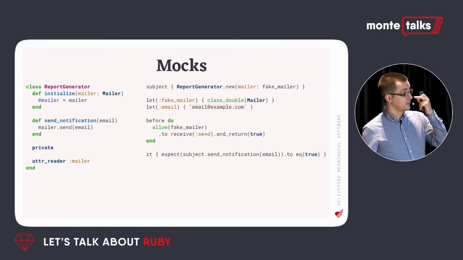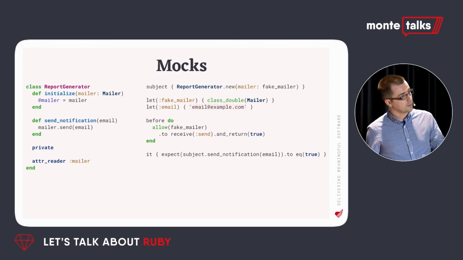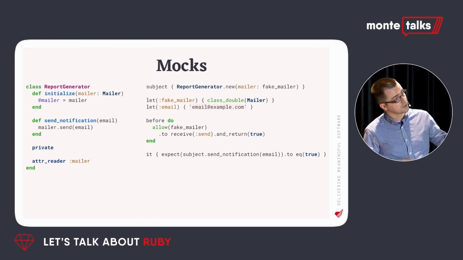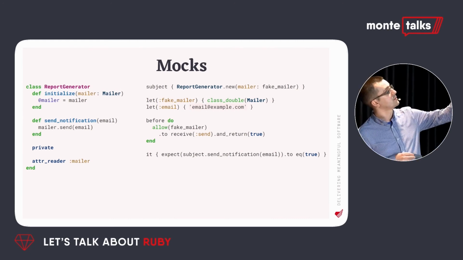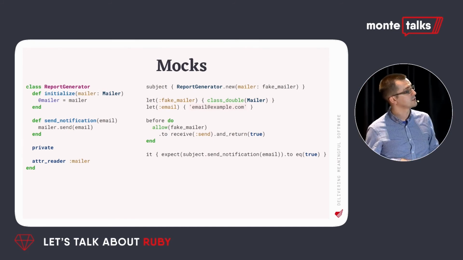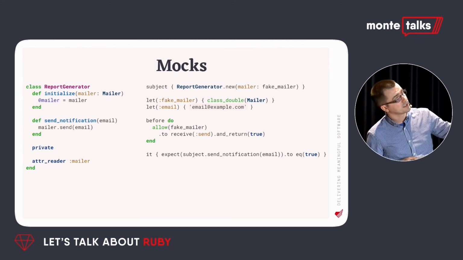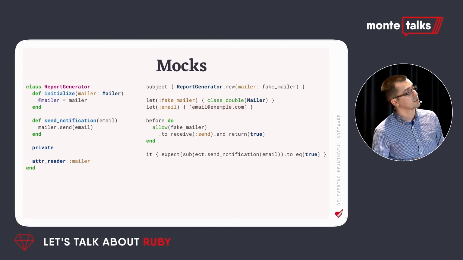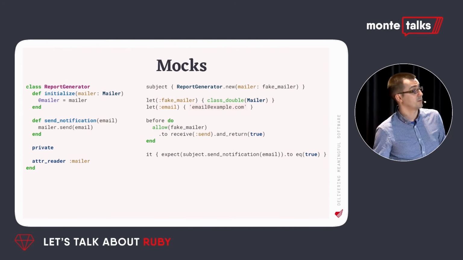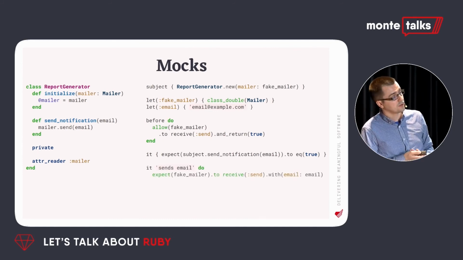So this assertion in our test will pass, because the subject's send notification email returns what will be returned by the mailer, by the send method on the mailer object, right? But we use as a mailer a fake mailer, which is a class double, and we mock this method send on this class double, right? So everything is fine here.